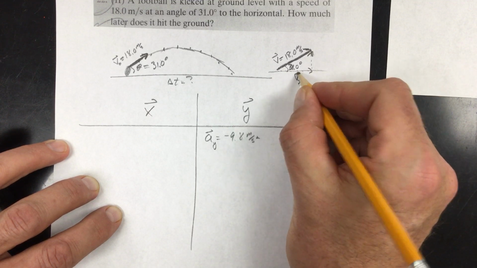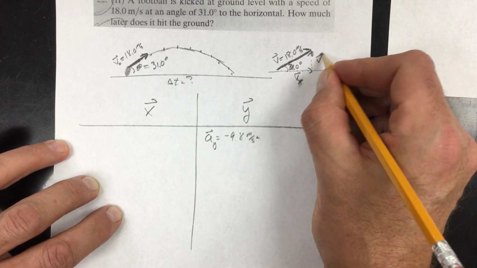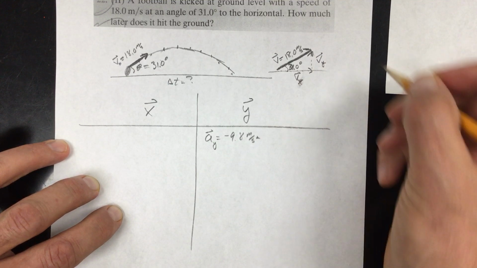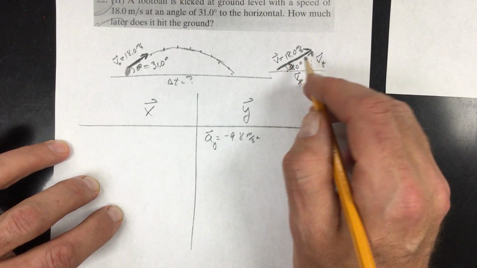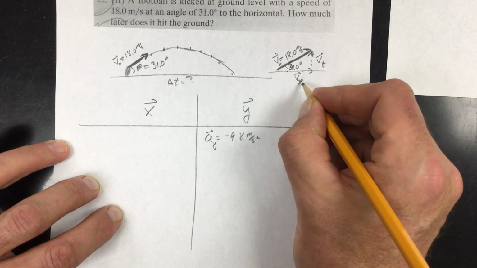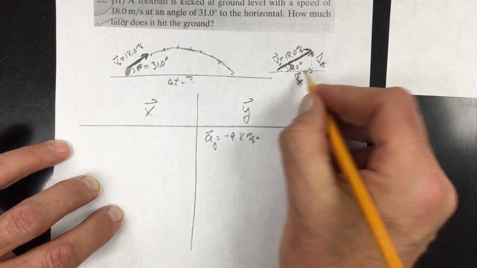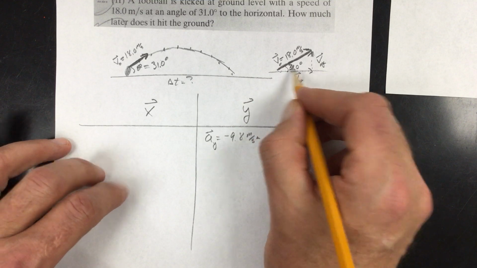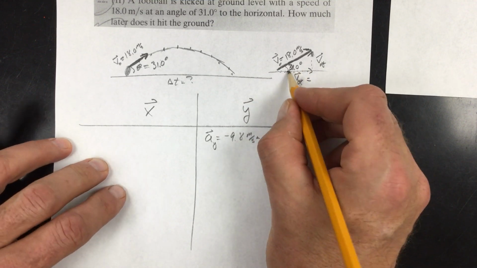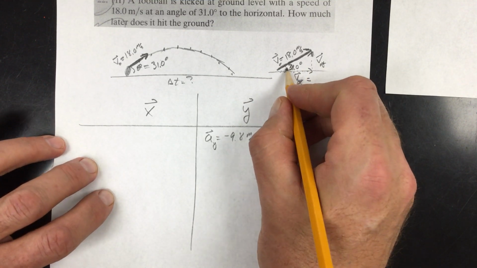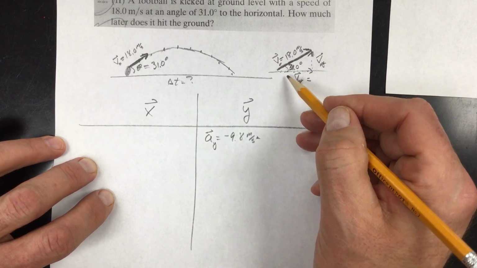I can find the horizontal velocity component, and I can find the vertical velocity component at the moment it's kicked, which would make it the initial velocity in both directions. How do I do that? Well, this horizontal component is next to the angle. It's adjacent to the angle, so that's where I go back to SOH CAH TOA.